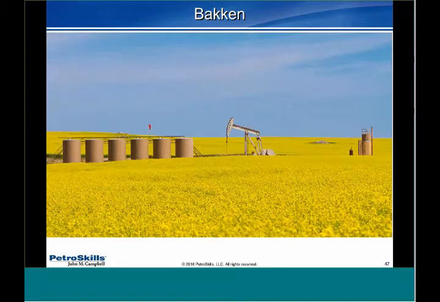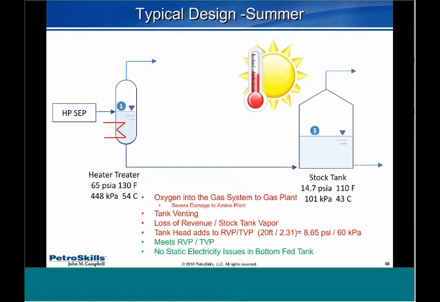This is a battery in the Bakken. You've got the direct fired stuff, which is the hot stuff, all the way away from the stock tanks. And it gets pretty cold there. And all the piping's at grade, although you can't see it. So in the summertime, this works really well.